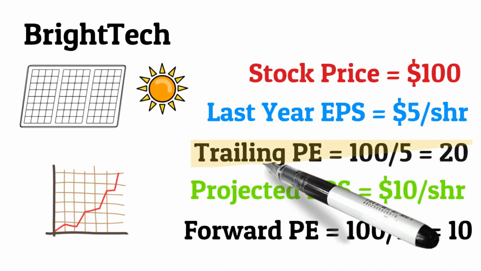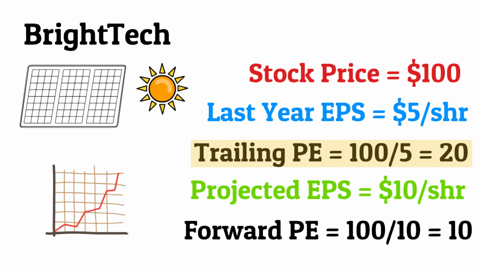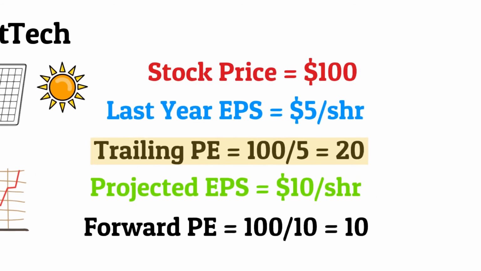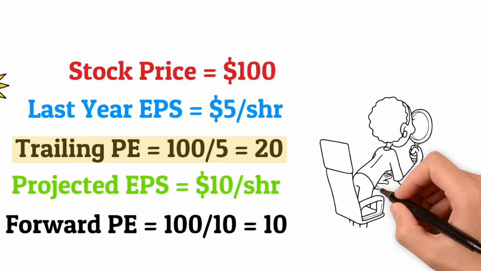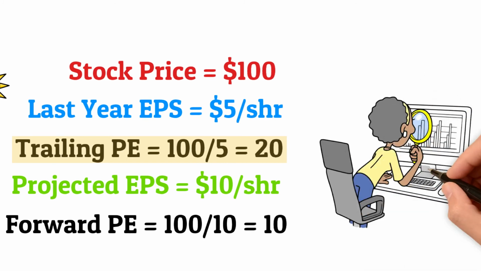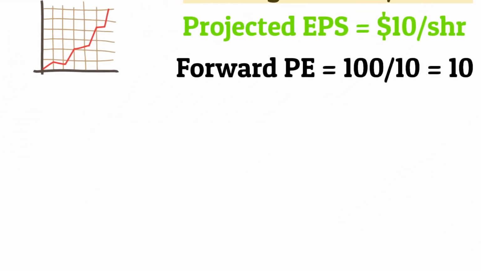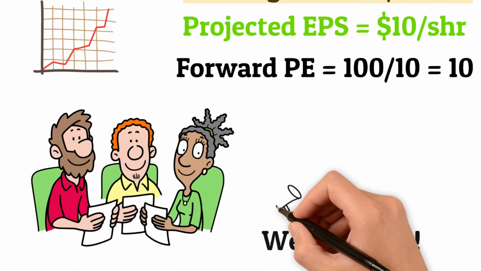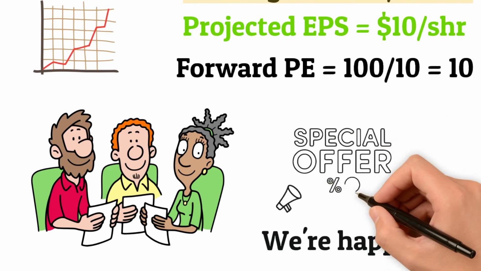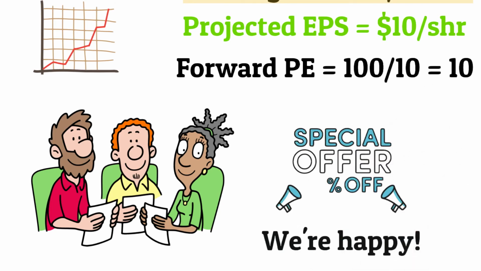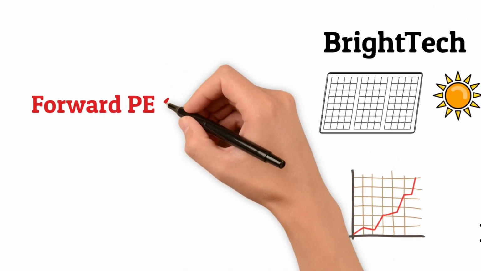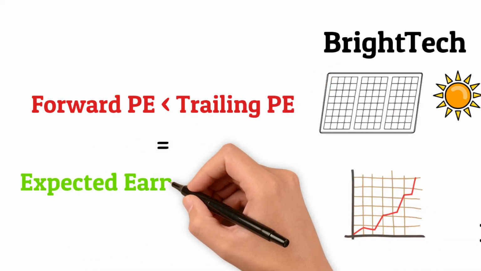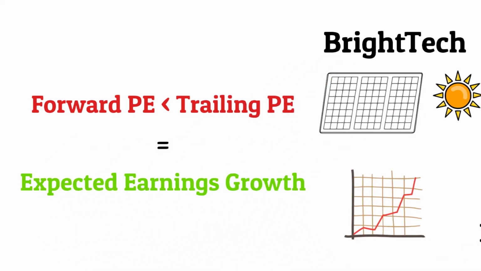The trailing PE of 20 is based on Brightech's actual performance over the last year. This is grounded in real historical data, so it reflects what the company has achieved. The forward PE of 10 is lower, reflecting optimism about the company's future. If analysts are correct, the stock appears cheaper based on future earnings. If the forward PE is lower than the trailing PE, it suggests that investors expect earnings growth.